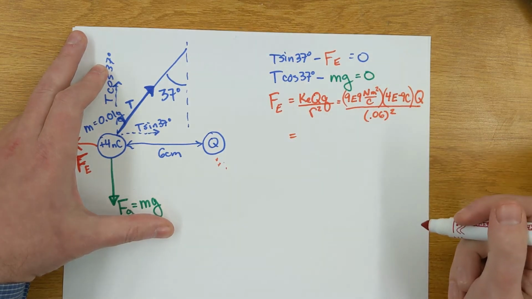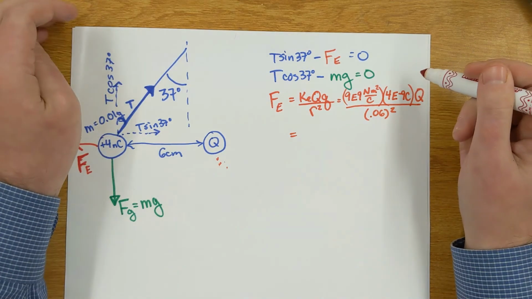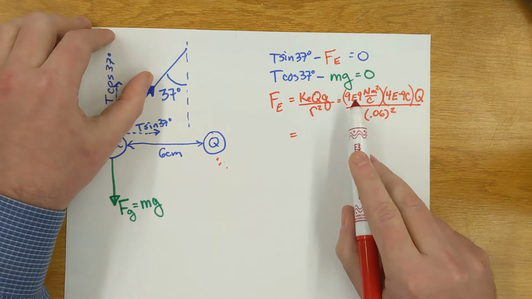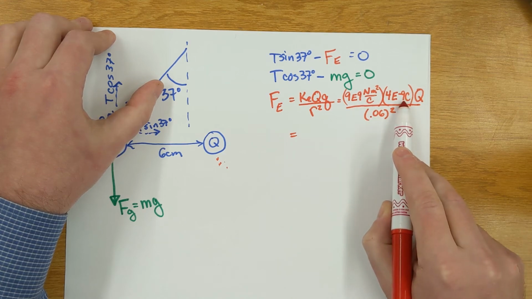So you might be wondering, how did this guy pick these numbers? And you are about to see. I wanted this to work out nicely, so I've got 9 times 10 to the positive 9 times 9 times 10 to the negative 9.